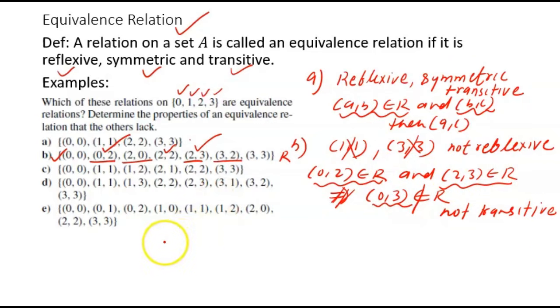Let us look at this third example. So we have (0,0), (1,1), (2,2), and (3,3).